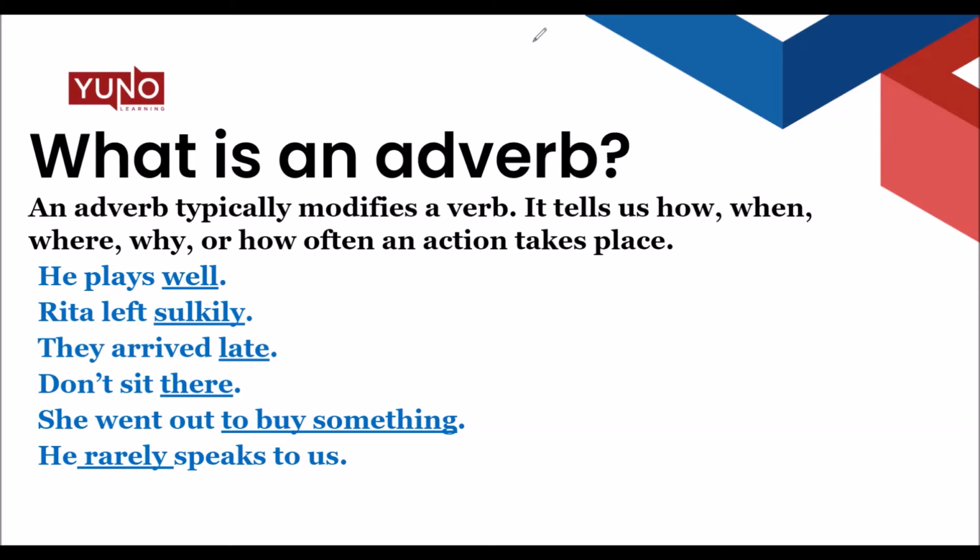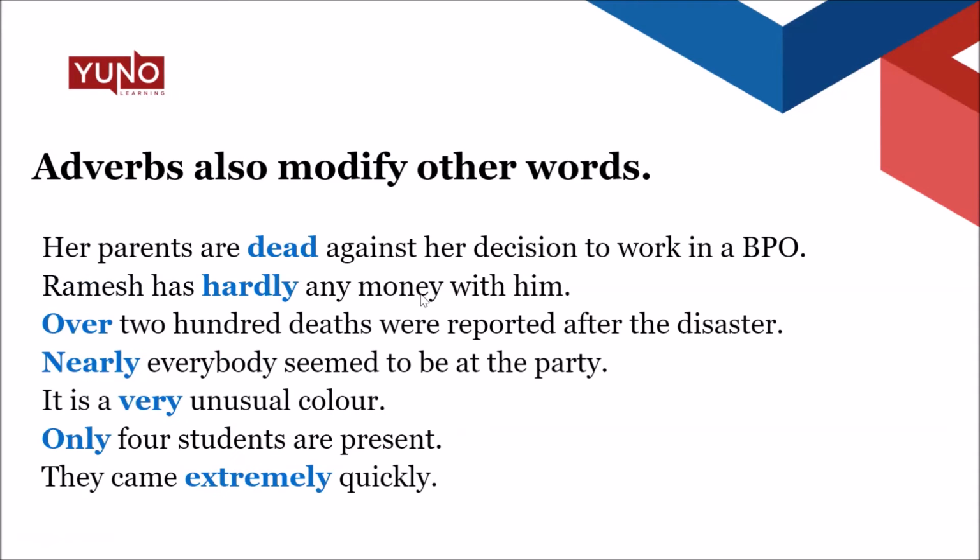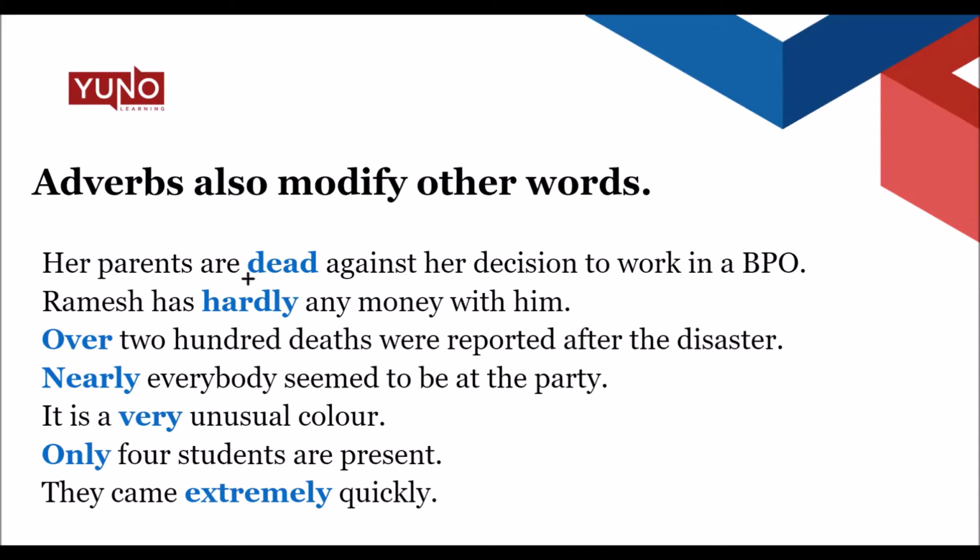But adverbs also modify some other words, not just the verb. In these sentences, we have noticed the adverbs modify the verbs. Let's look at these sentences now. The adverbs also modify other words. In the first sentence, her parents are dead against her. So here the adverb dead. How much are they against her? This is an adverb of degree. How much? So we also have an adverb of degree. So they are dead against her. Now here against is a preposition. So dead modifies the preposition against.